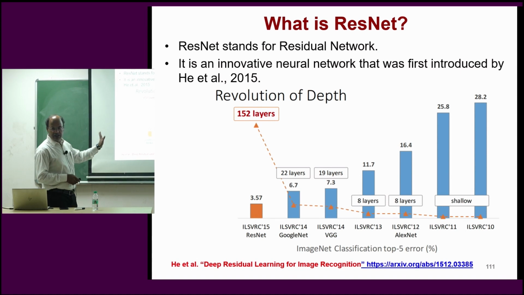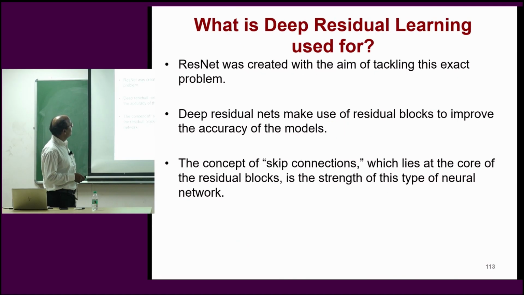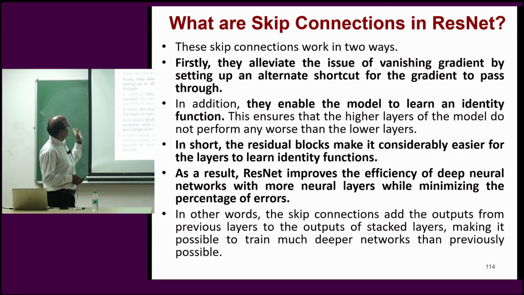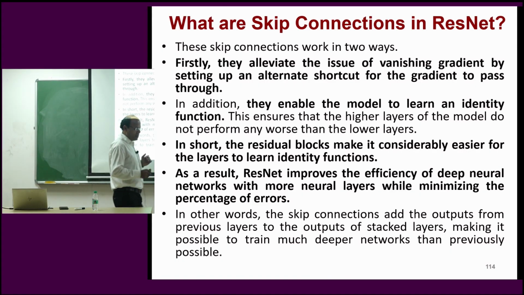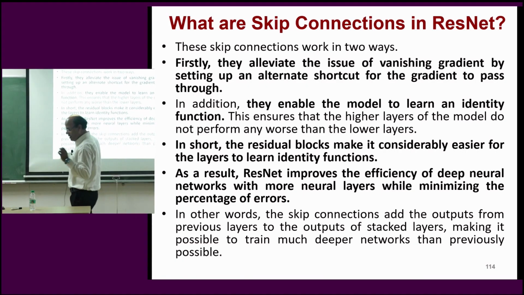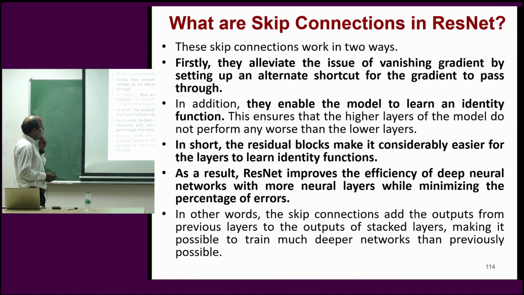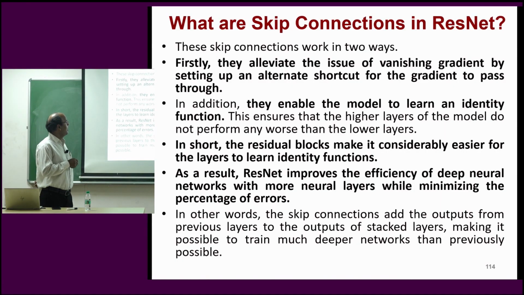I hope that's fine. Okay. So let's move on. These are very popular models. One thing that is important in ResNet is called skip connections, right? Skip connection is very important and plays a significant role, and there are 2 important things. Skip connection is used to alleviate the issue of the vanishing gradient by setting up an alternate shortcut for the gradient to pass through.